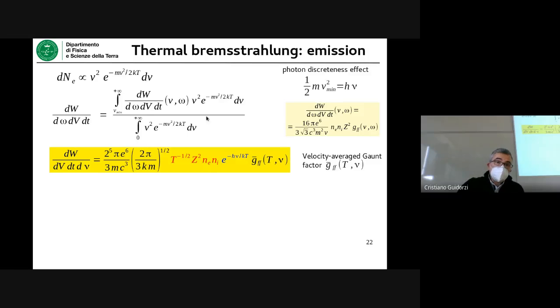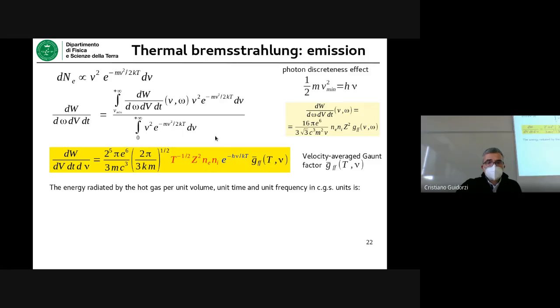I remind you, the original Gaunt factor depends on both velocity and omega. So you integrate it in v, so the dependence on omega disappeared, but instead it gave the dependence on temperature, because this integral depends on temperature. So that's why it is velocity averaged: it's the result of an average over velocity, and it gave the dependence on temperature instead of the velocity. So it's called the velocity averaged Gaunt factor.